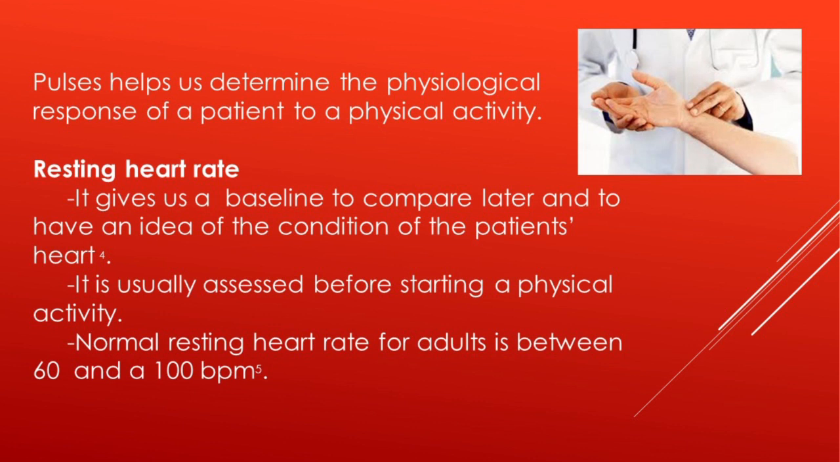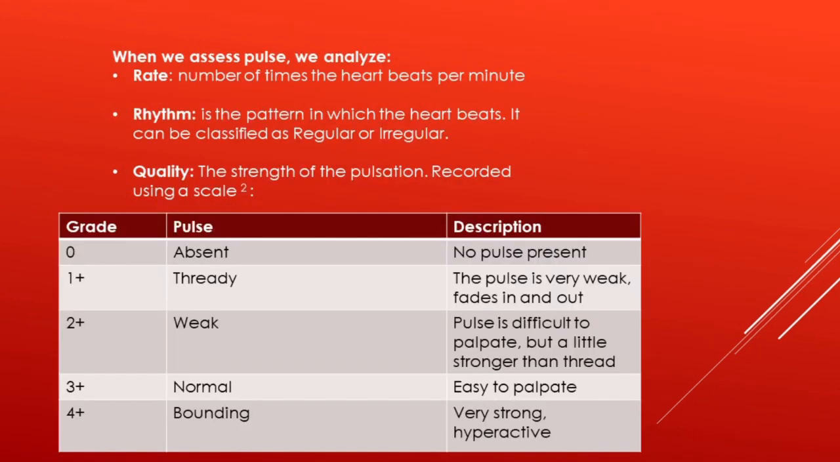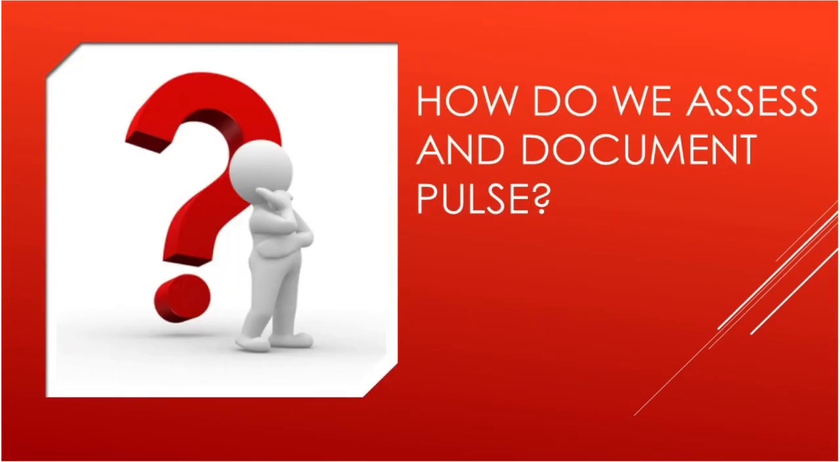It is usually assessed before starting a physical activity, and the normal resting heart rate for adults is between 60 and 100 beats per minute. When we assess pulse, we analyze the rate, that is the number of times the heart beats per minute. The rhythm is the pattern in which the heart beats, and it can be classified as regular or irregular. And the quality is the strength of the pulsation, and we record this one using the scale that you can see on the screen that ranges from 0, that is an absent pulse, to 4 plus, that is a very strong hyperactive pulse.